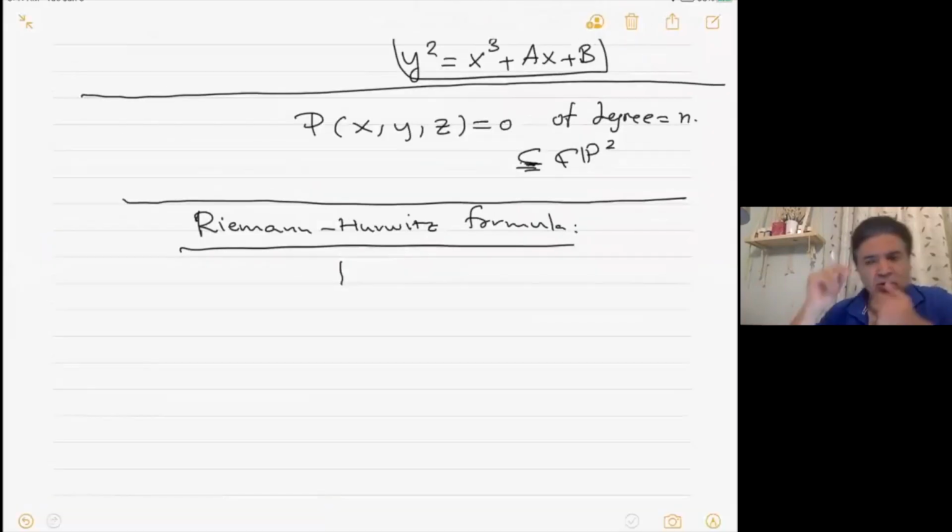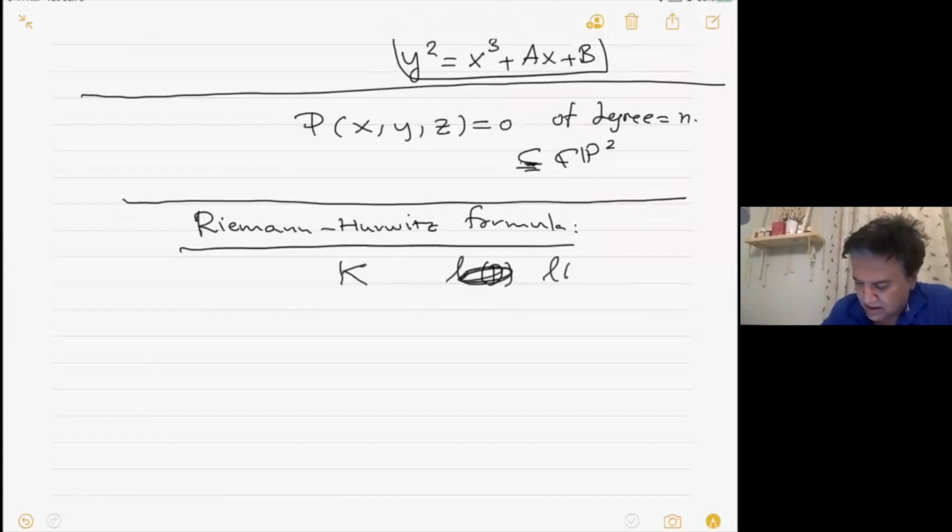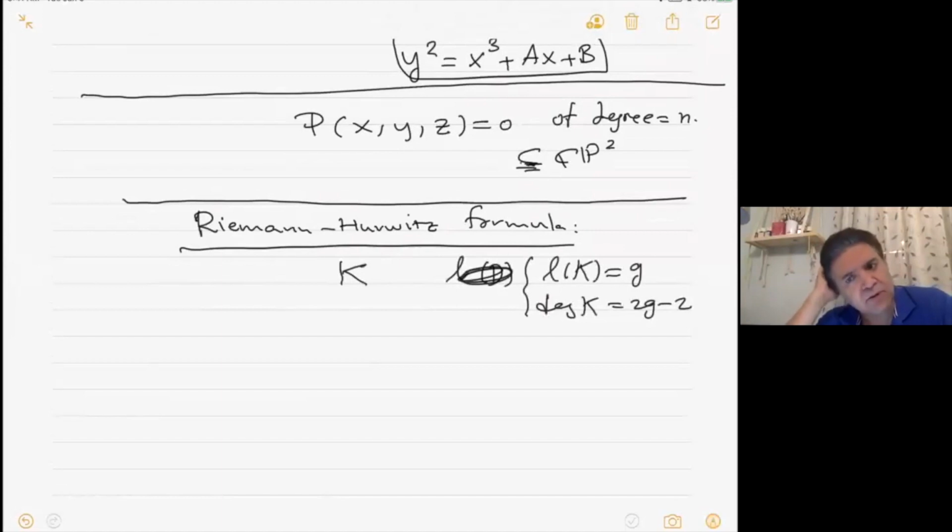Telling you a little bit more about this canonical divisor K. Remember, we found out that l(K) is g and the degree of K is 2g minus 2. And we derived these formulas using the Riemann-Roch formula. And now I want to tell you, actually, you don't really need Riemann-Roch to know about these formulas. These can be derived even without Riemann-Roch.